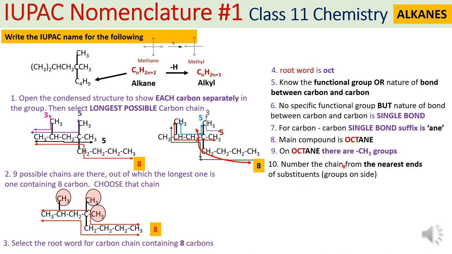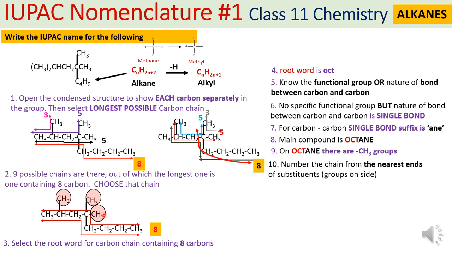So number the chain, then after this, once you know this, number the chain from the nearest ends of the substituents, that is these methyl groups. So what is the nearest end? After we know the main chain and also we identify the side chain which is present there, how many are there? That is also known. And what is there? Methyl is there. How many are there? 3 methyl groups are there.